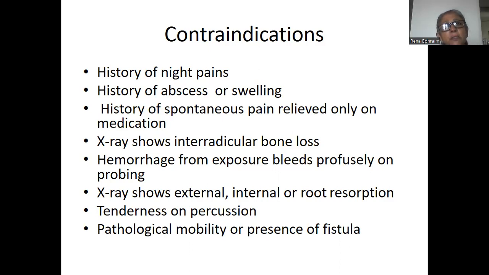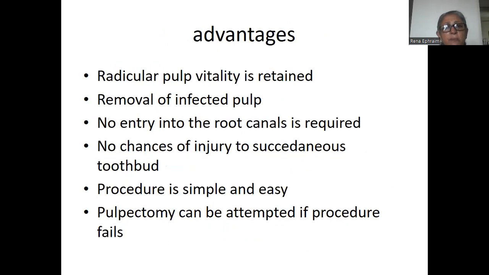X-rays showing any interradicular loss or interradicular changes or furcation involvements or periapical radiolucencies are contraindicated for pulpotomy. Any signs of external resorption, internal resorption, or root resorption is also contraindicated for pulpotomy technique. There should not be any tenderness or percussion sensitivity, and pathological mobility also should not be there for the tooth in question where you indicate a pulpotomy technique.